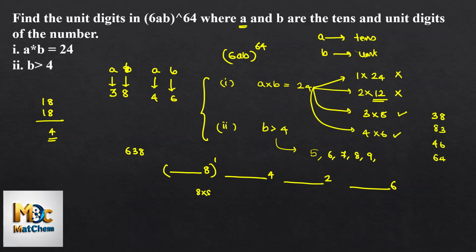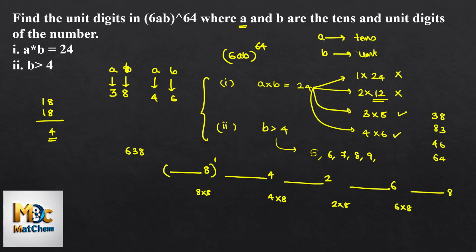Here it is 8 into 8, 64. End with the 4. Then again ending with the 4, again multiplying with the 8. 4 into 8, 32. End with the 2. Then 2 into 8 ends with the 6. Then the next thing, when you multiply the 6 with the 8, that will end with 8.